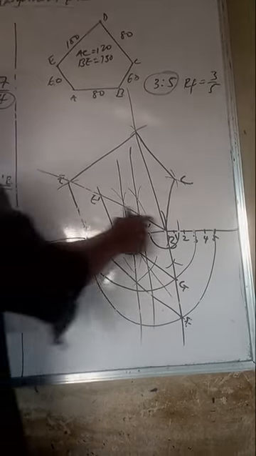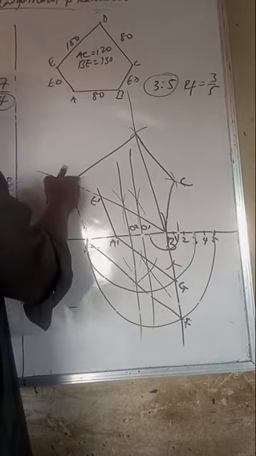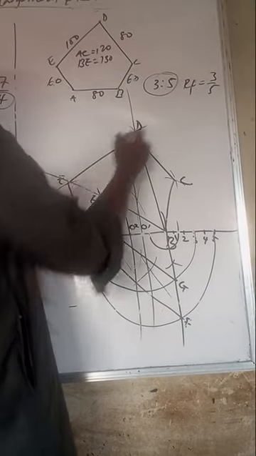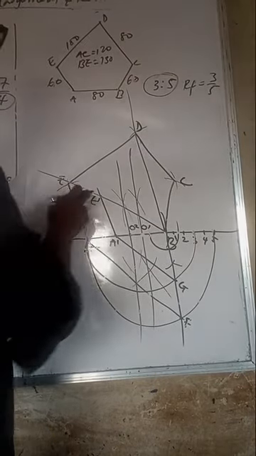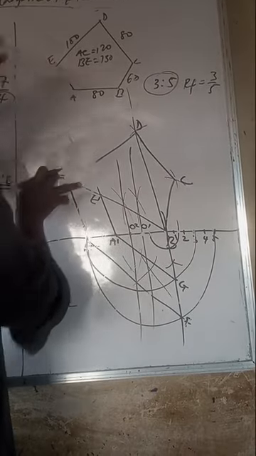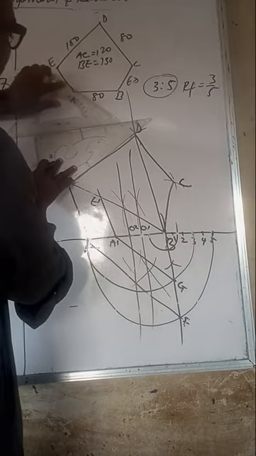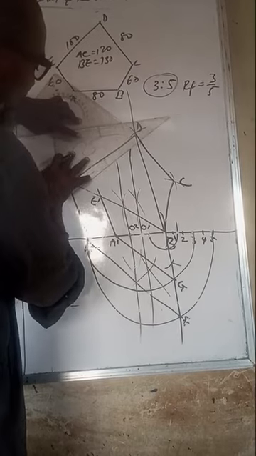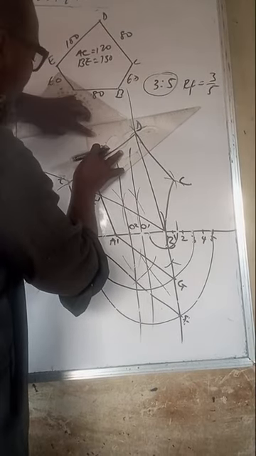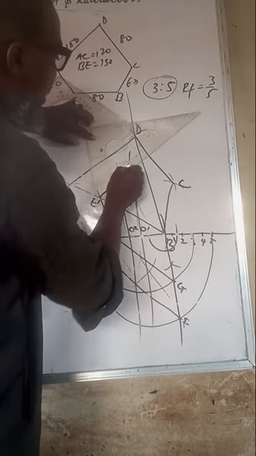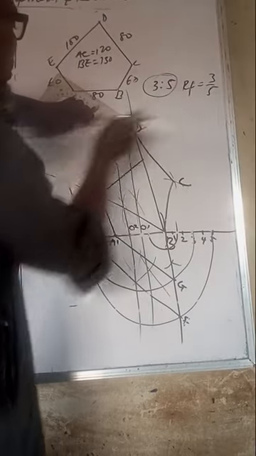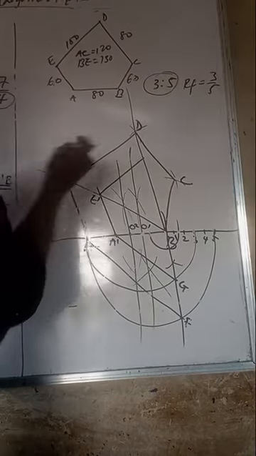Now the next radial line is this one. I'm going to transfer ED from E to that radial line. Put it on ED first, then slide it until it gets to E. It's on E now. Take it to that radial line. This one gives me my D prime.